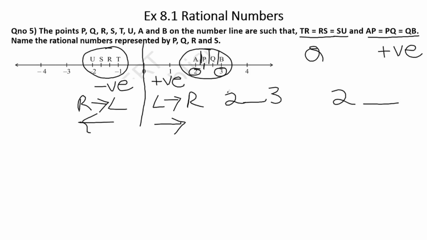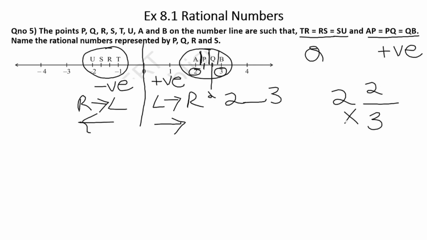Okay. How many equal parts are there? Obviously, 3 equal parts are there. We have already calculated while finding for P. So, there are 3 equal parts between 2 and 3. So, write 3 in the denominator. And in the numerator, count from left to right. Where is Q? So, this is the first part. This is the second part. So, Q is at the end of the second part. So, write 2 in the numerator.